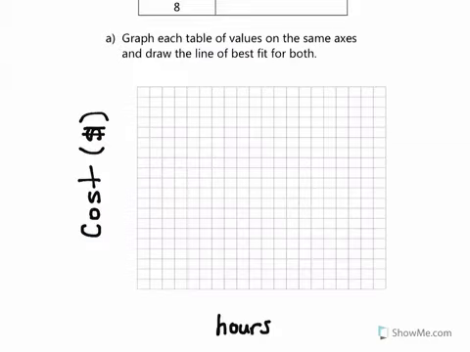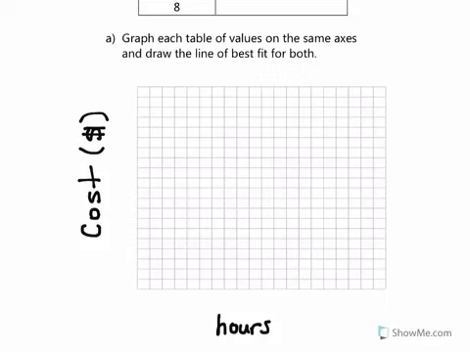So if I make a graph, cost, because it's dependent, is going to be on the y-axis, the vertical one. Okay, remember to put any units down, so that's a dollar sign. The independent variable is your time, your number of hours, which goes on the bottom on your x-axis.